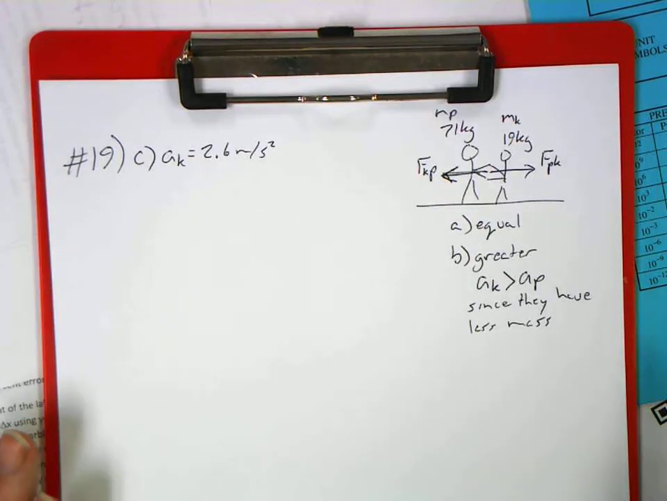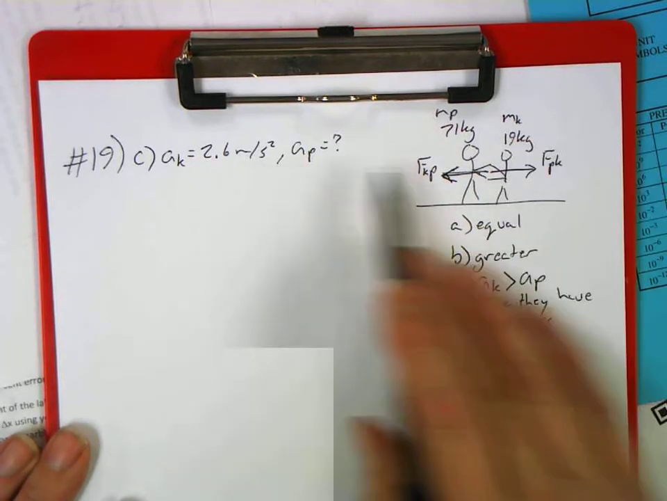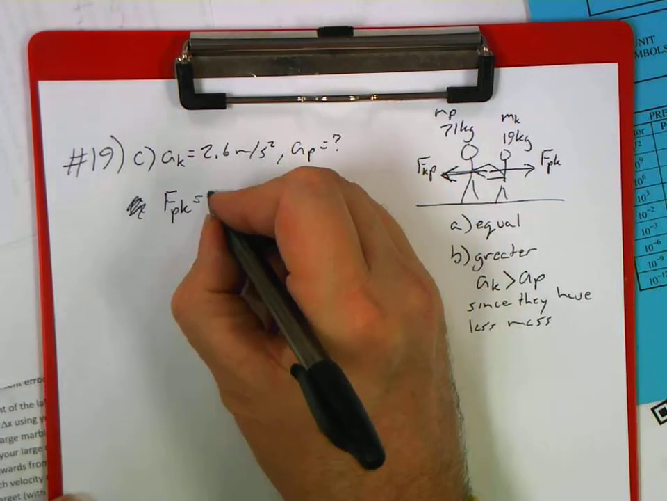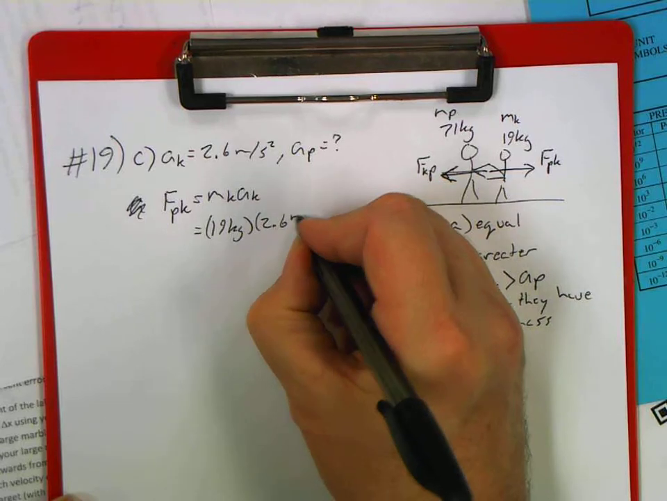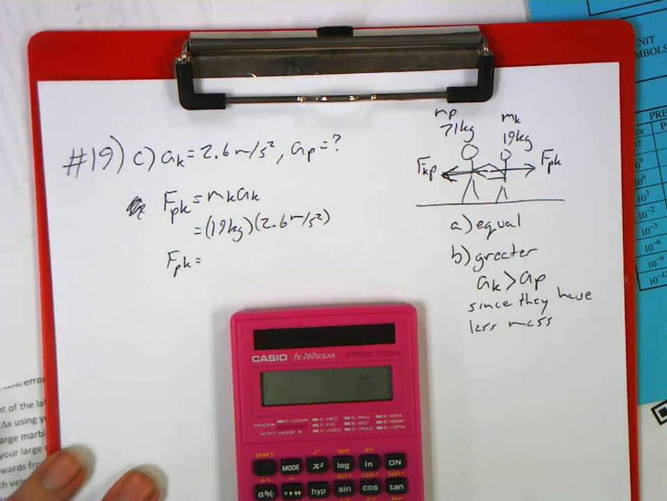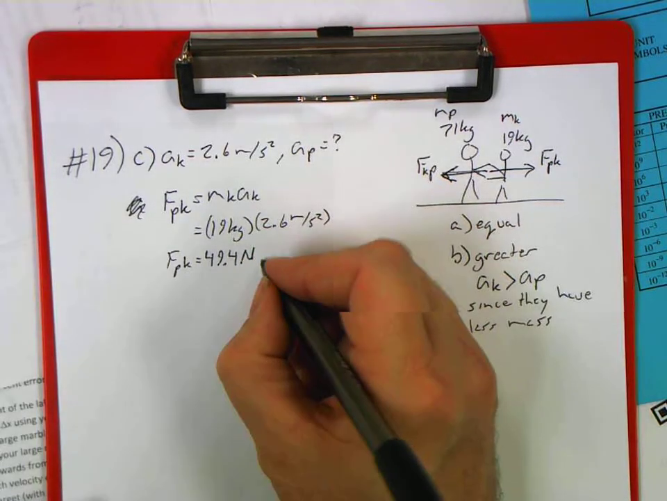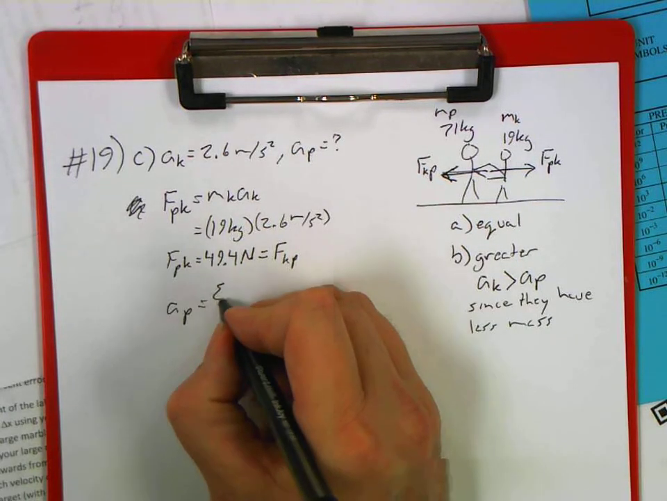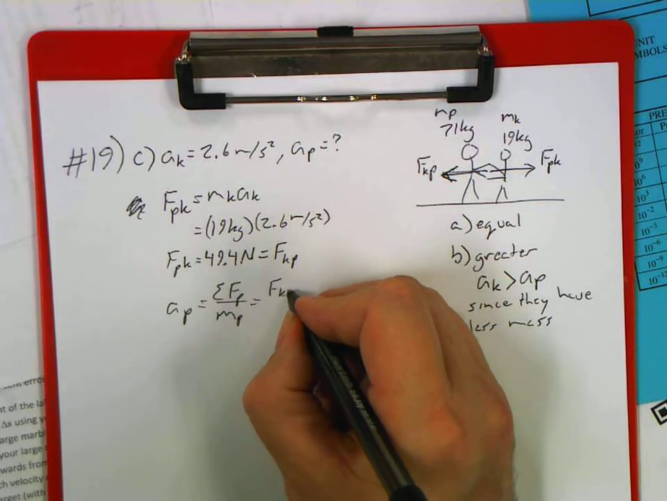Part B: is the acceleration of the child greater or less than that of the parent? Explain. Okay, the same amount of force means a greater acceleration for the one with less mass. So the acceleration of the child is greater than the acceleration of the parent, since the child has less mass. Less mass, a greater acceleration.